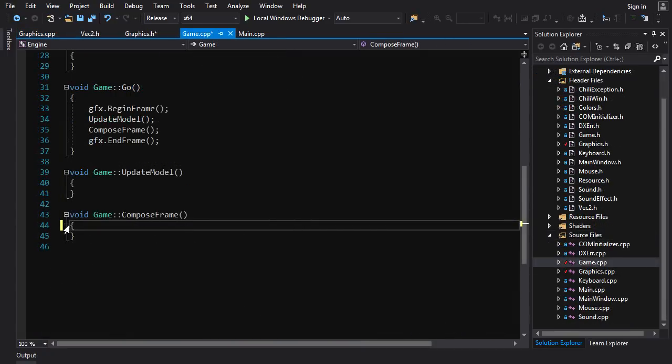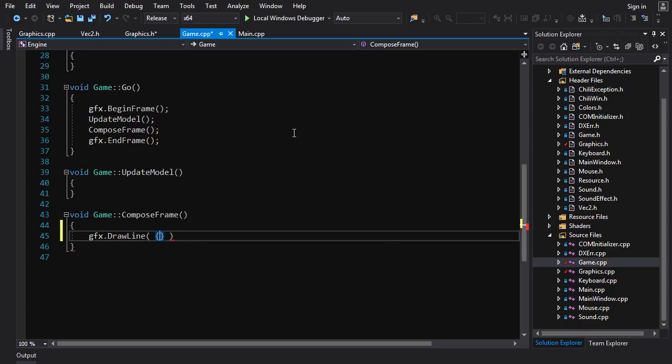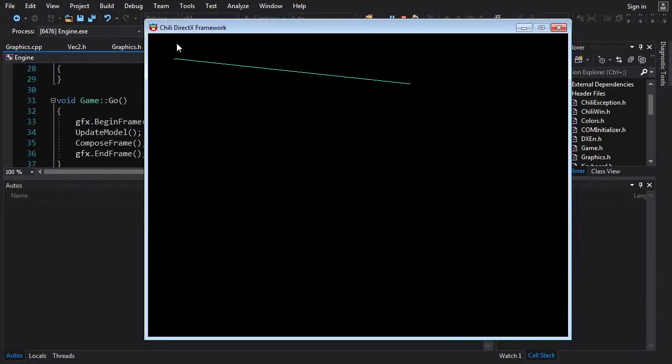So in compose frame, we are gonna do graphics.drawLine. We're gonna give it 2 points. And let's go from 50/50 to 500/100. And if we run this, that does in fact look like the expected result, right? This is 800, looks about 500. This is 50. This looks about 100. Yeah, it looks good to me. So we've got our line segment drawing routine all done. That was simple, wasn't it?